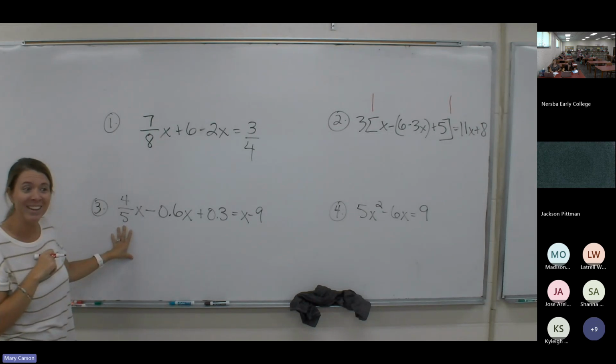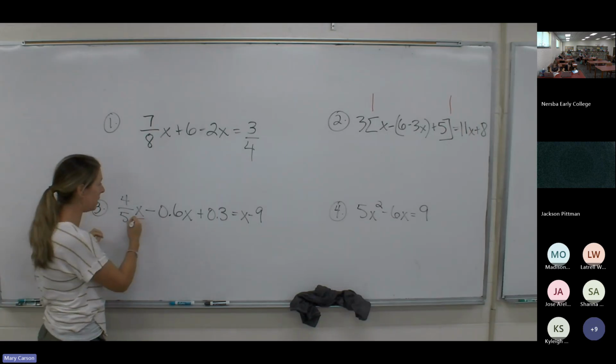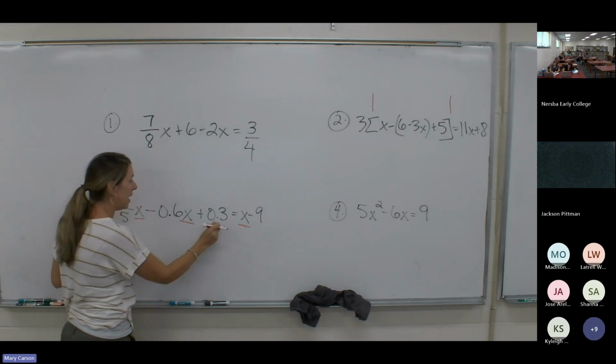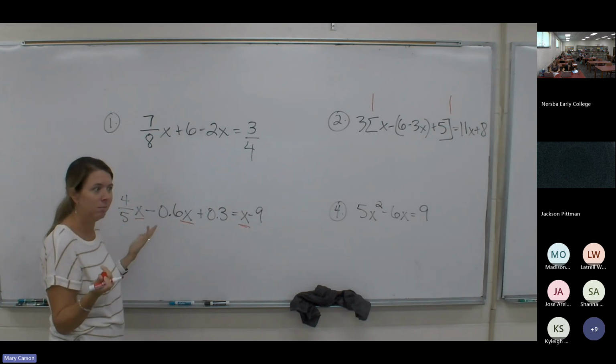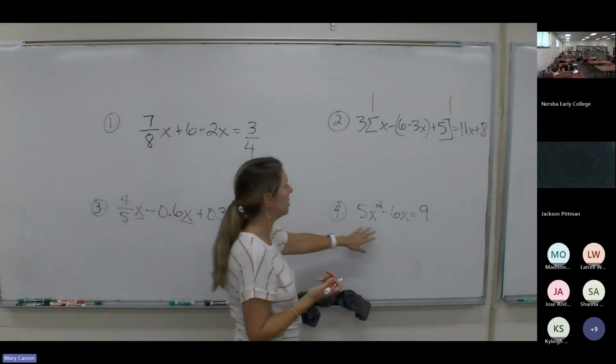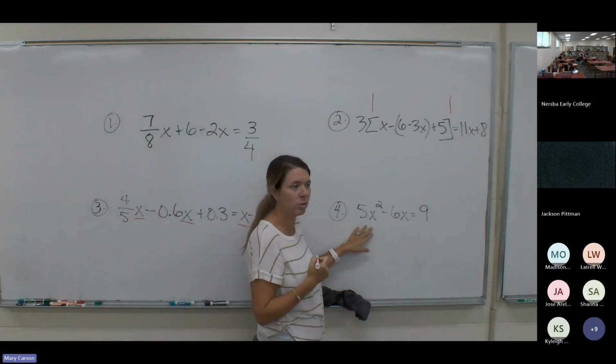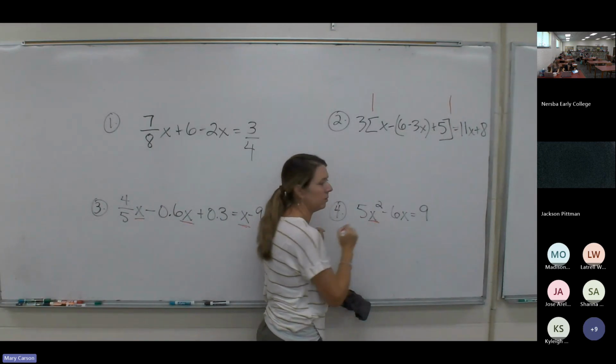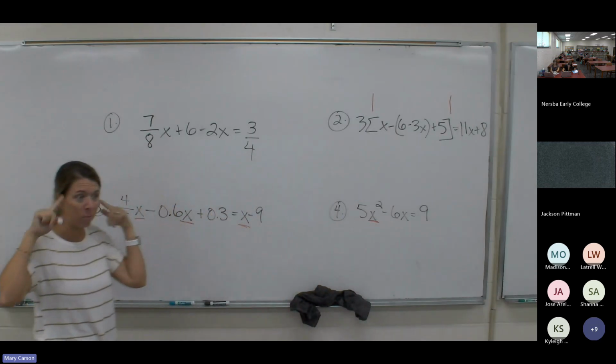It's linear. Look, this is just X, right? The only thing different is it has a decimal in it and a fraction. There's still a number, right? All right, what about this one? It's quadratic. How do we know it's quadratic? It's got X squared. That's what I want y'all to think about when you're looking at these.